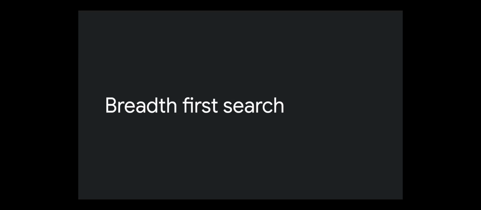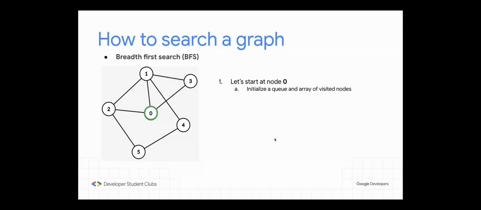So that was a representation of depth first search. Now let's talk a little bit about the other searching mechanism, which is breadth first search. In breadth first search, we're going to use the same exact graph as before, and we're going to start at the same exact node. So here we're going to start at node 0. I've represented it in green.